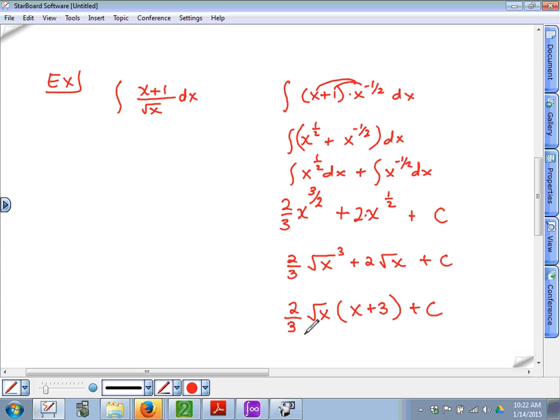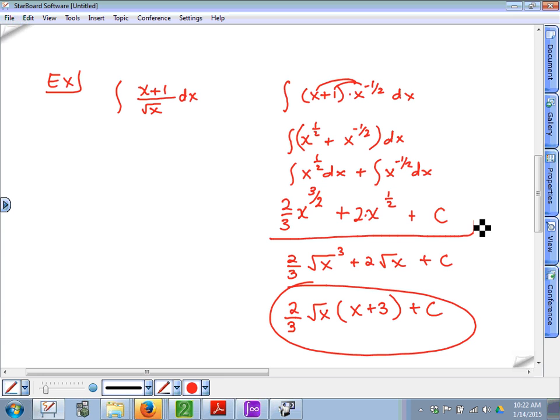Oh, we found the derivative again. We factored out a 2/3 square root of x. They factored out a 2/3 square root of x. This is what you would see in the back of the book as an answer. I would take this on a test.